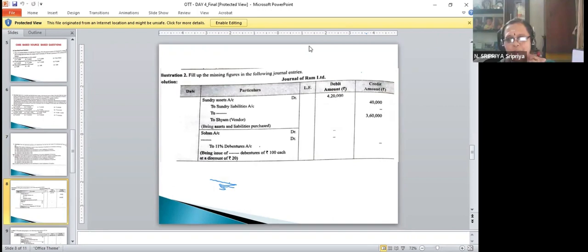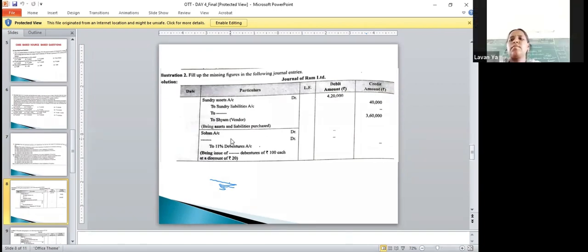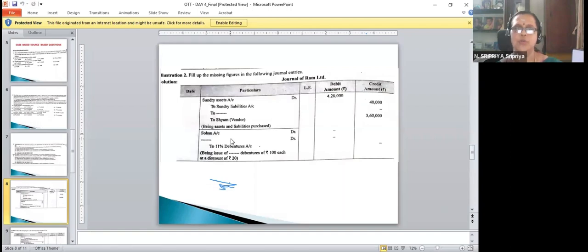Now let us try this fill up. So what is in between? This should be Shyam account, okay? Vendor is Shyam. There is a typographical error here. This is the problem with all the reference books. That's the reason generally I don't go for these reference books. Since I had to take certain questions, I had to go for this.